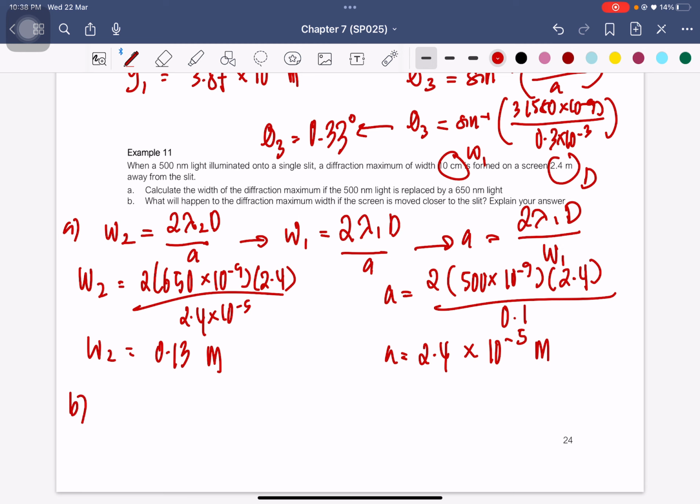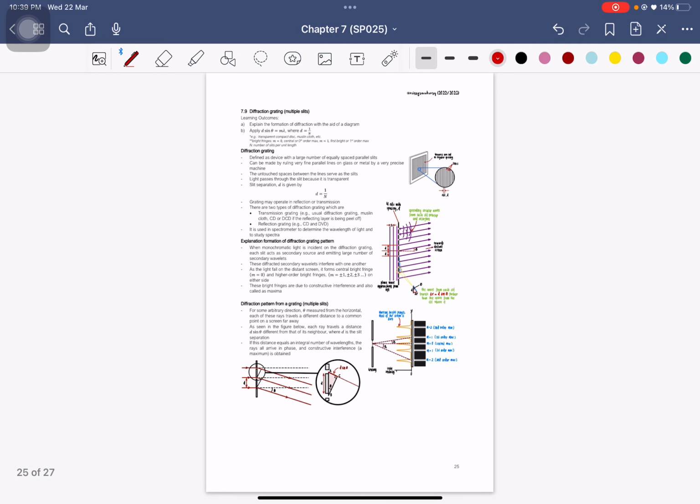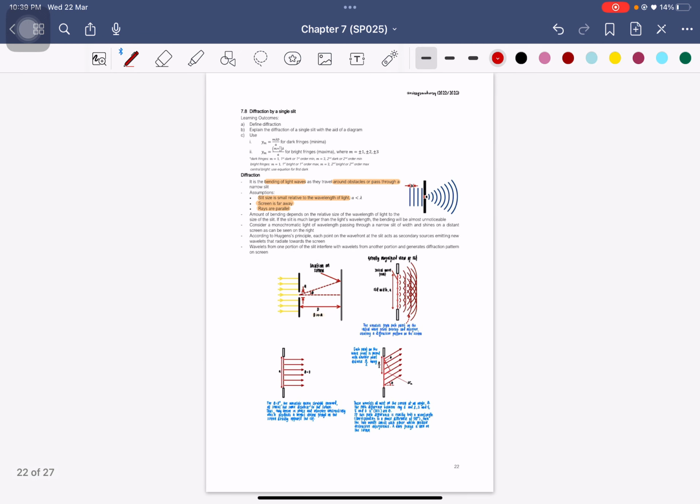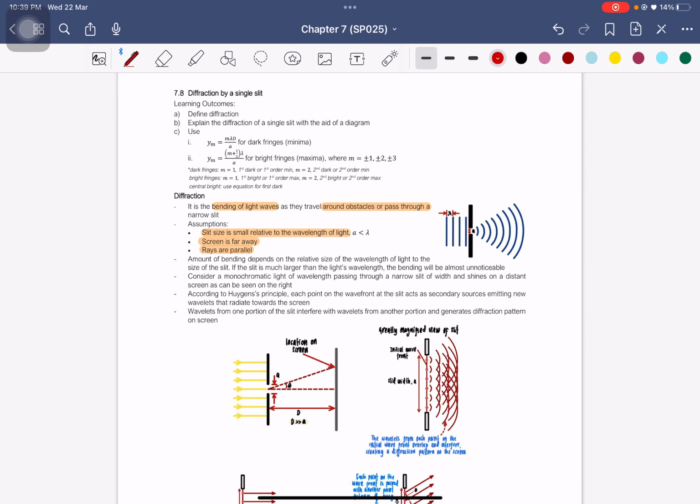Question B, what will happen to the diffraction maximum width if the screen is moved closer to the slit? We know that the width formula is 2 lambda D over a. So if the screen is moved closer, the width of the diffraction maximum would also increase. So this is the explanation. That is all for subtopic number 8.